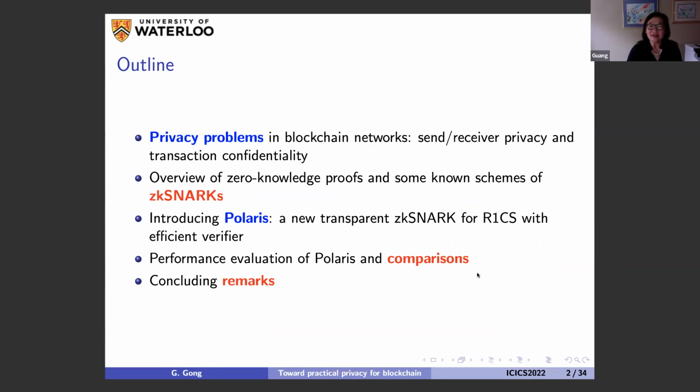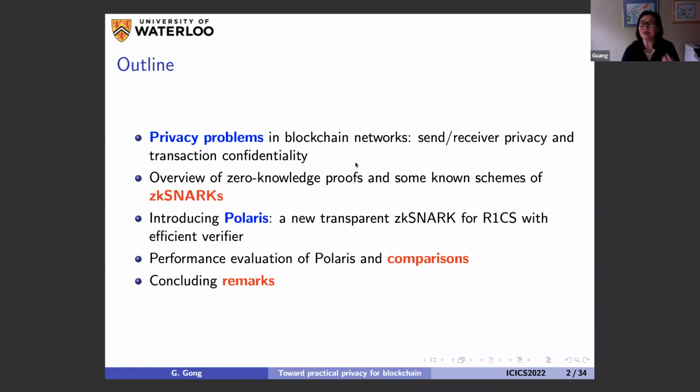Okay, so in order to introduce a concrete scheme we call Polaris, I think first I will give you some background. First I will introduce the problem I want to tackle, which is privacy problems in blockchain networks.